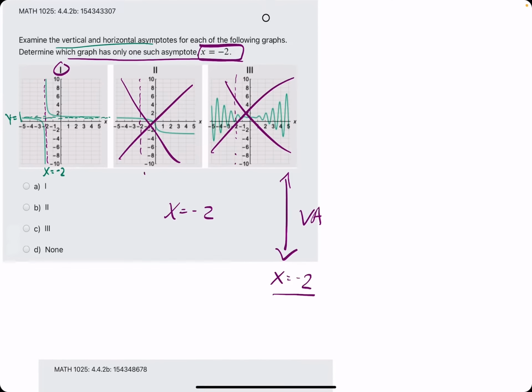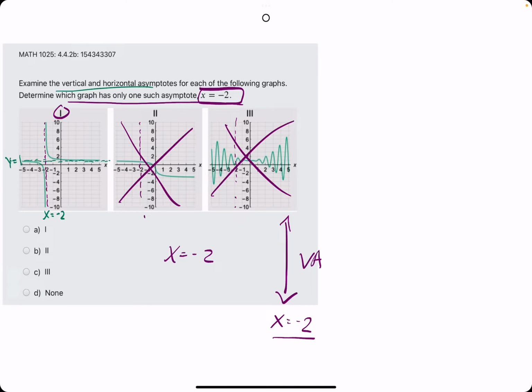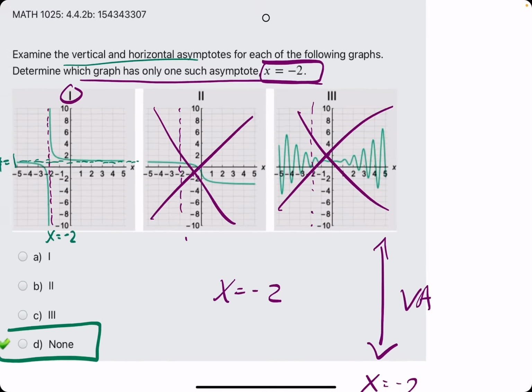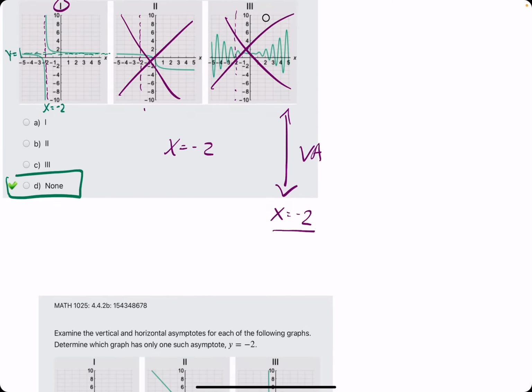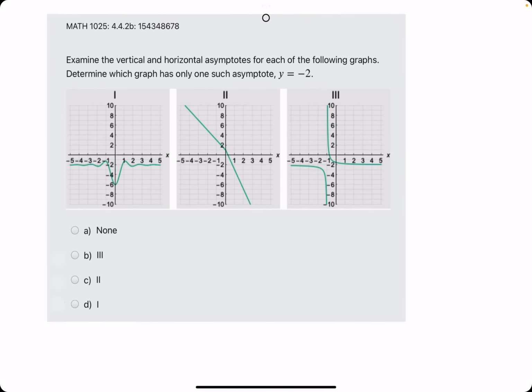Y equals 1. So it has two such asymptotes, and they are only looking for one that has the one vertical at -2. And so in this case, none have just one asymptote, and that is a vertical one at -2. So use this as a learning experience on my behalf. So let's do 3 more examples.